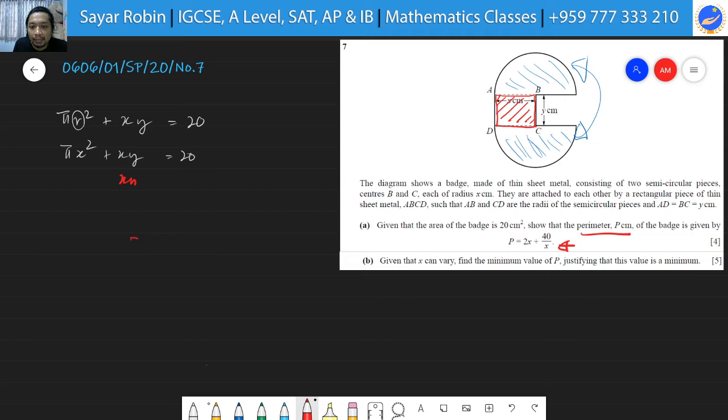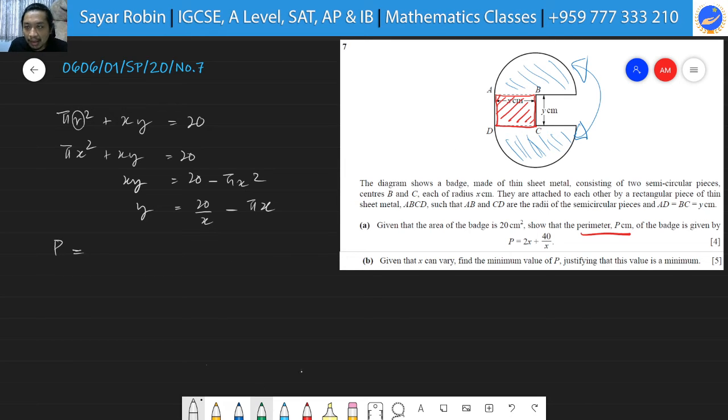Xy is equal to 20 minus pi x squared. To find y, we divide: 20 over x minus pi x squared over x, which is pi x. This is the y value in terms of x. Then, if you have the value of y, you can find the value of the perimeter P.